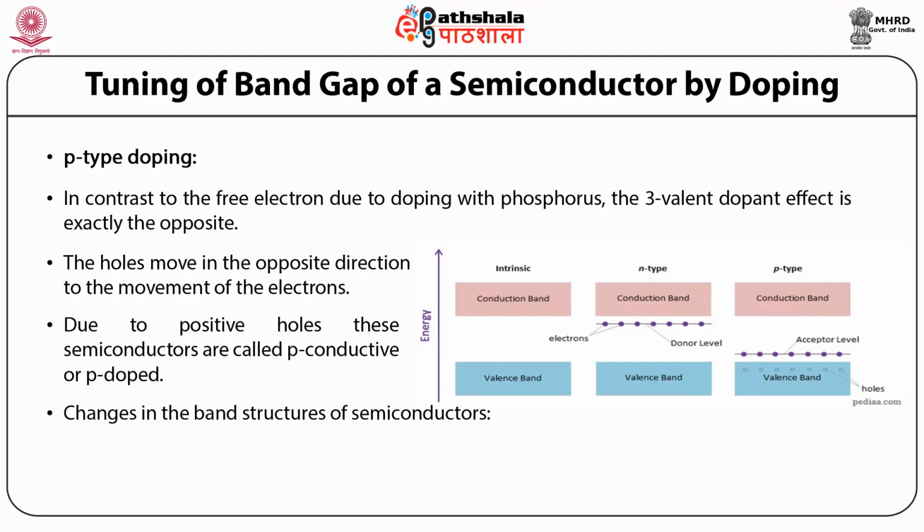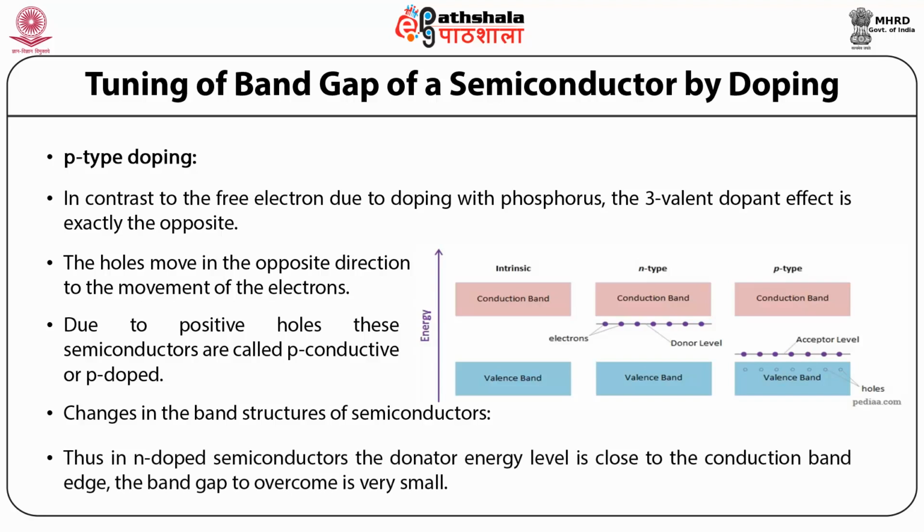Changes in the band structure of the semiconductor can be discussed here. By the introduction of the dopant with 5 outer electrons in the n-doped semiconductors, there is an electron in the crystal which is not bound and therefore can be moved with relatively little energy into the conduction band. Thus, in an n-doped semiconductor, the donor energy level is close to the conduction band edge. The band gap to be overcome is very small.